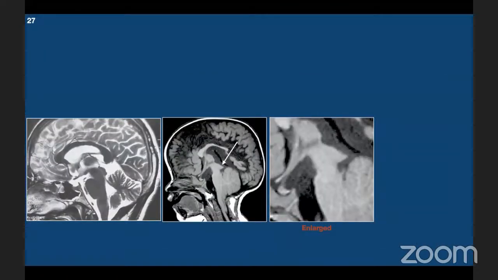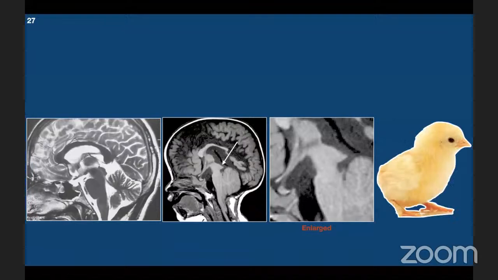This T2 image on the left side is showing the normal colliculi at the quadrigeminal plate. In Chiari 2 malformation, there's fusion of the two mesencephalic colliculi into a single one, resembling the beak of a chicken. This is called beak sign. This sign is better shown in enlarged T1 sagittal image.